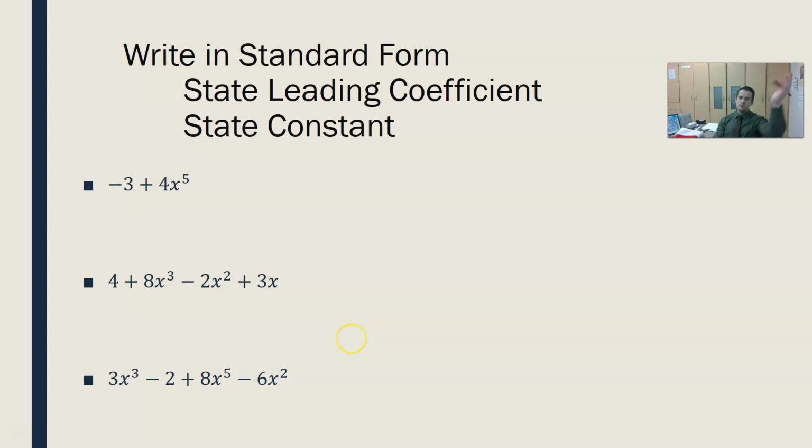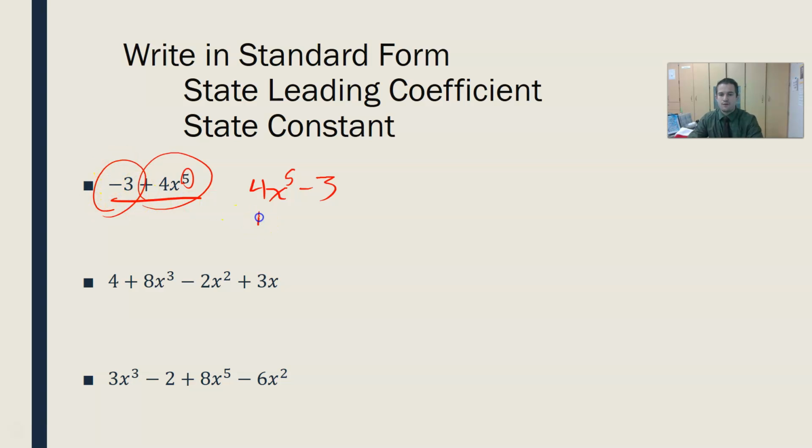Okay, so I have some polynomials here. My instruction is to write them in standard form and then state the leading coefficient and state the constant. If I write this in standard form, for example, I need to write it with the largest exponent first. So I'll write this 4x to the 5th minus 3. The leading coefficient is the coefficient in front of the first term, so the leading coefficient is 4. The constant is the term without a variable, so the constant is negative 3.